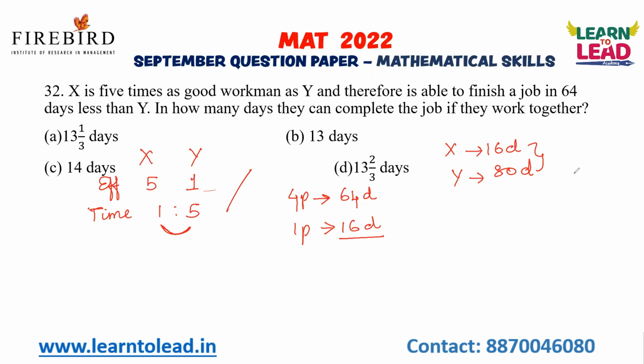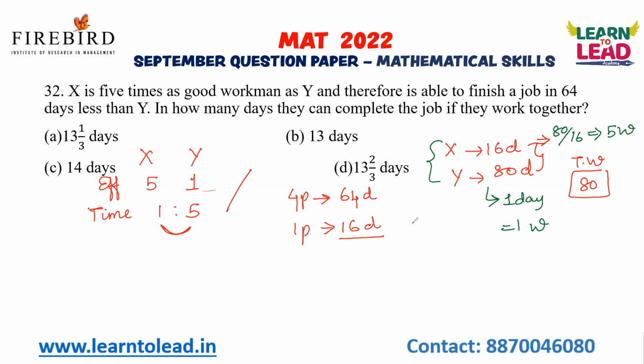So what is the LCM for 16 and 80? It is nothing but 80. Let us take that total work is 80. If I give this 80 parts of the work to X, he will complete the work in 16 days. So in one day, X does 5 works. And if I give 80 total work to Y, he takes 80 days to complete the work. Then in one day, we can say Y does only one work, right?